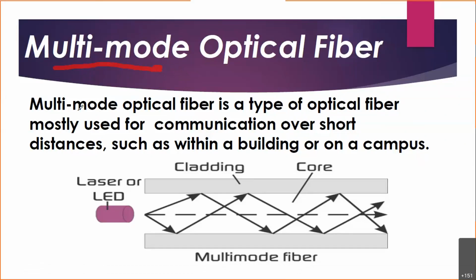So multi-mode means more than one mode, that means more than one path is allowed in the optical fiber, and then we say it is a multi-mode optical fiber. I have discussed this also, that this type of multi-mode optical fiber system can be useful for local distances, short distances, within a building or within a campus like this.